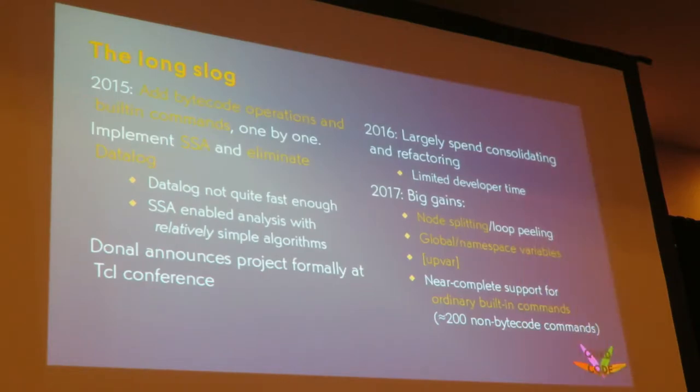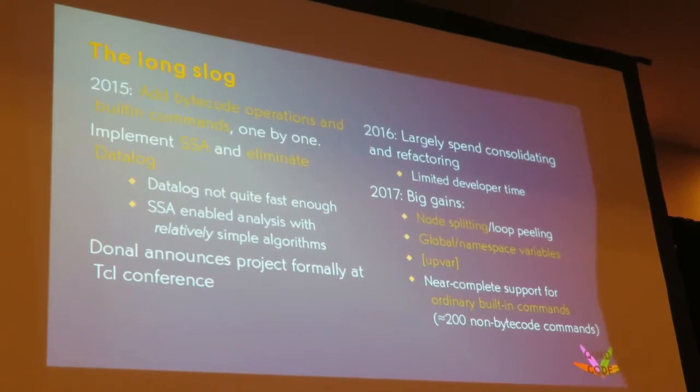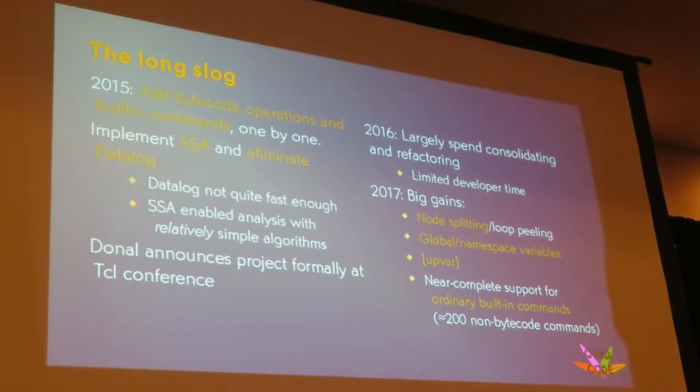And then came the log slog, where one by one, we were going through the bytecode commands, adding them to the translator, adding them to the code generator. And at the same time, I was going crazy with the Datalog stuff, which I still use for rapid prototyping, but it's not quite fast enough to use in a compiler. I was waiting for things to compile. Special purpose data structures based on static single assignment form are a much better approach for actually deploying the code. And Donald announced the project formally at that year's Tcl conference, which I believe I wasn't able to attend.